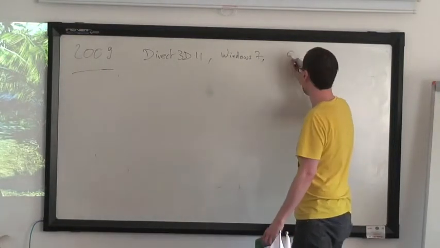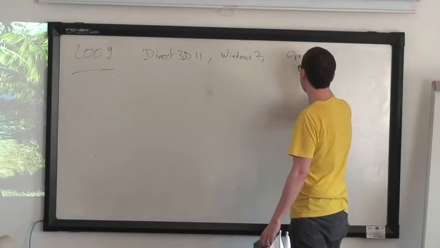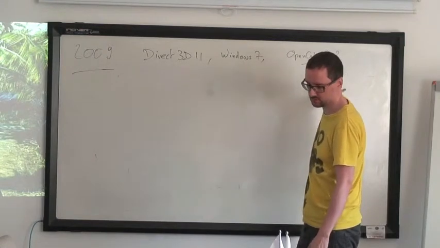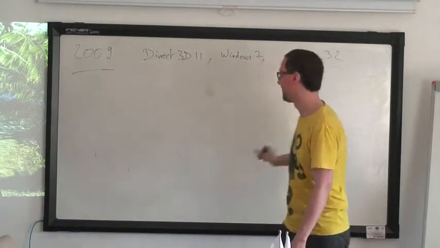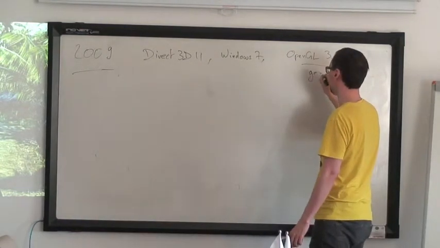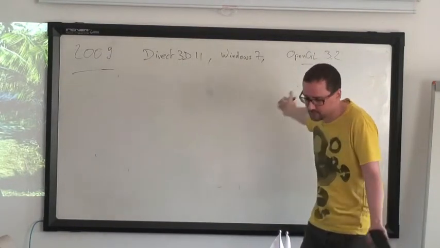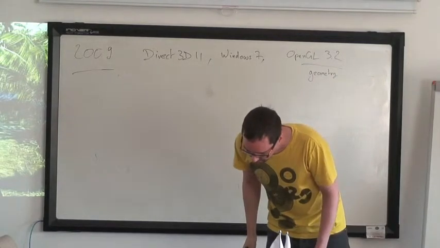And OpenGL 3.2. Okay, to be serious, they made some improvements. They put in the geometry shader, at least, and everybody was waiting for it. Anyway, they had to put it in at some point.